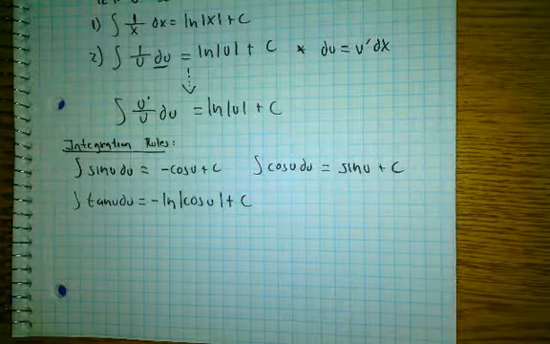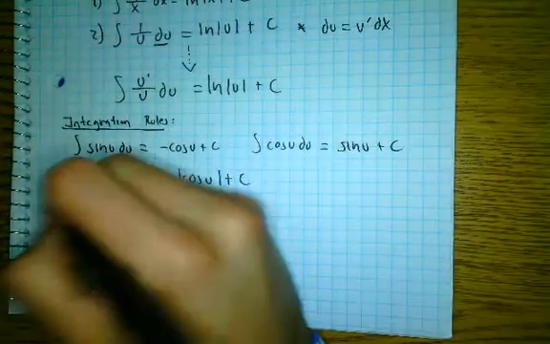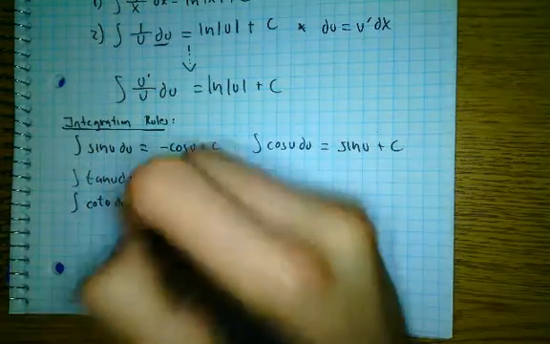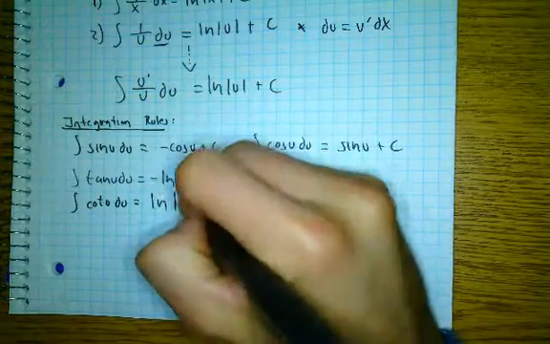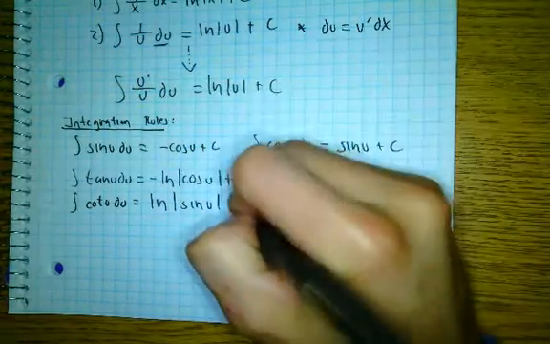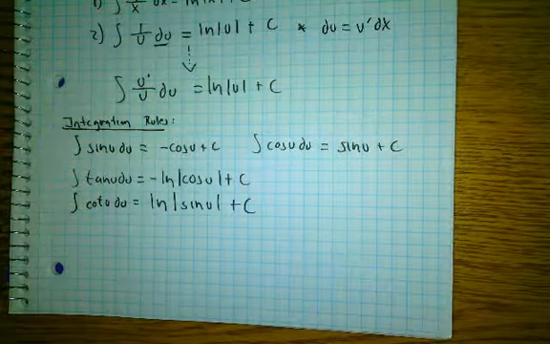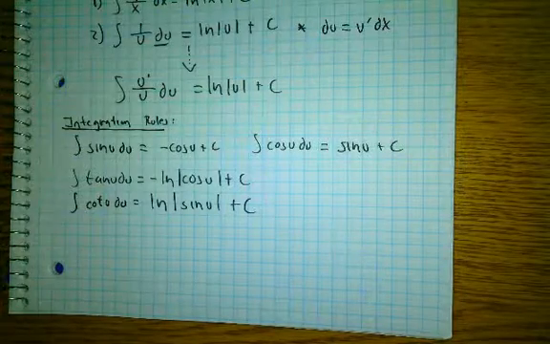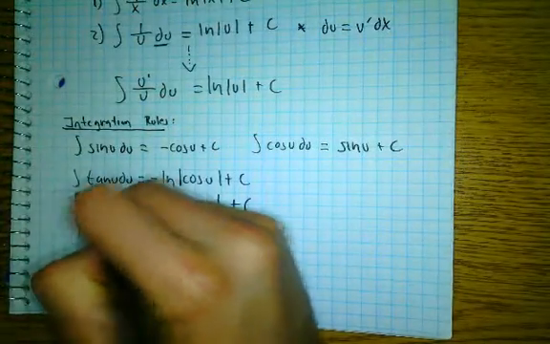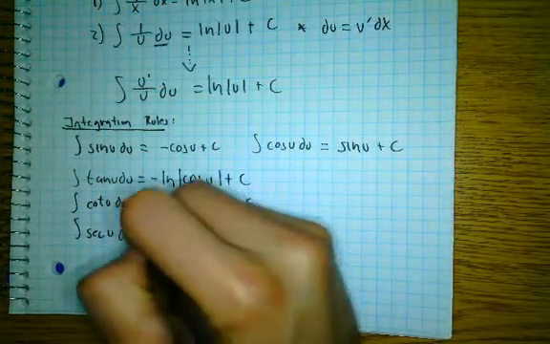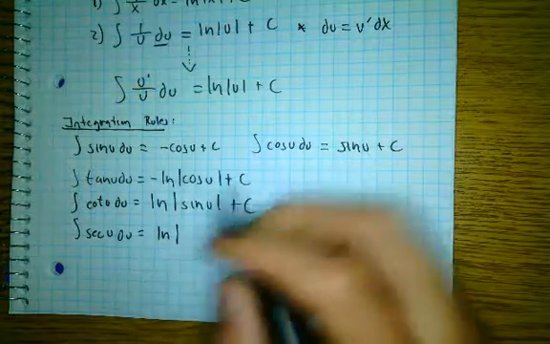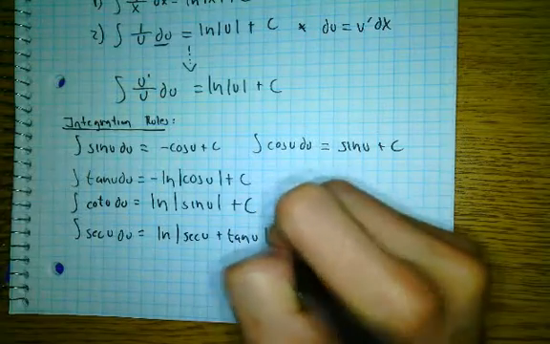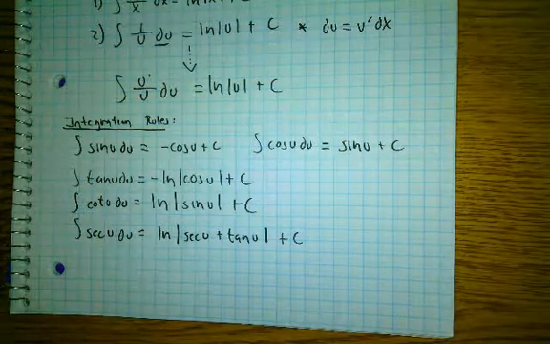Alright, then, what is the integral of cotangent of u du? This one's also brand new to you. It's the natural log of... I have a guess. Yes, sir. The natural log of sine u plus c. Okay? The antiderivative of secant u du is going to be the natural log of the absolute value of secant u plus tangent u plus c. That almost looks similar, it's just plus secant.